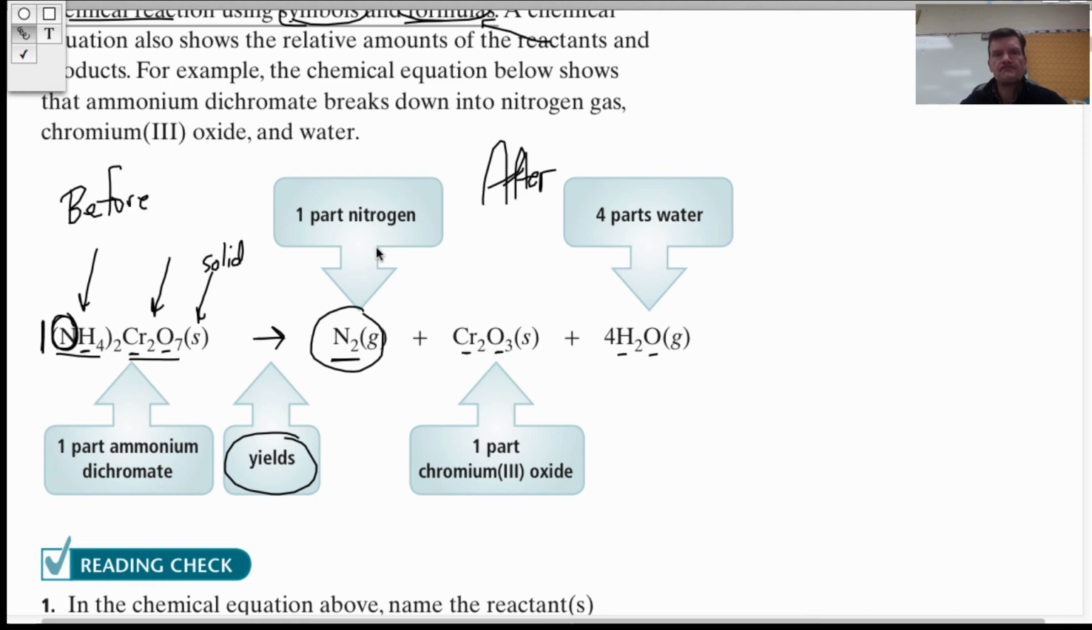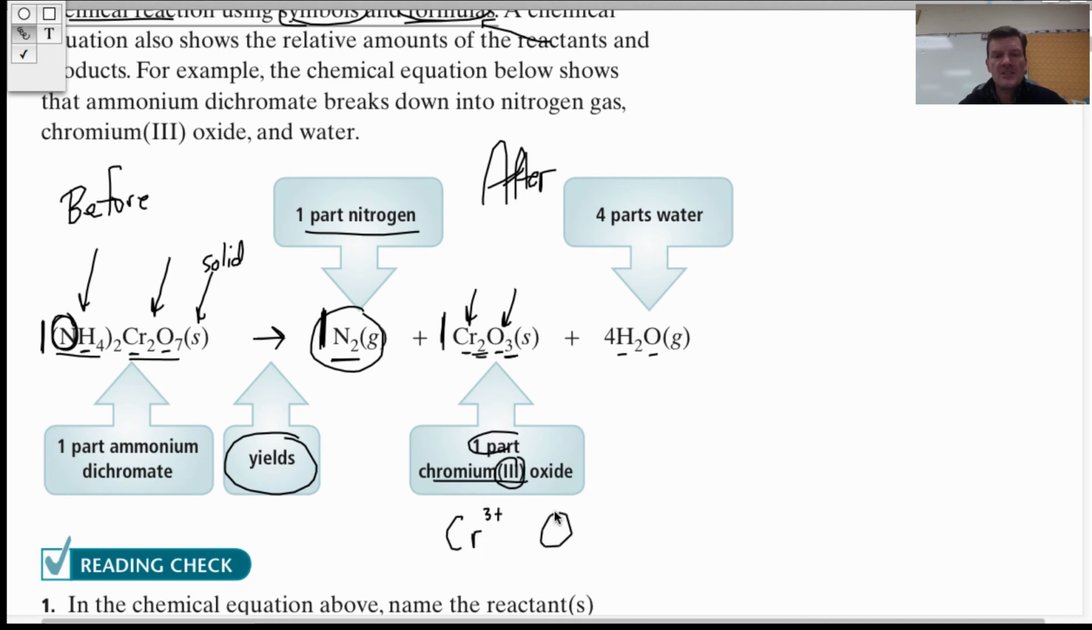And you'll notice that we have 1 part nitrogen. Again, there's no 1 written, but we could put a 1 right there. And we're going to produce 1 part chromium-3 oxide. Could be a 1 right there. Notice the naming here. This is chromium. This is oxygen. And it looks like from the subscripts there, this is chromium-3.